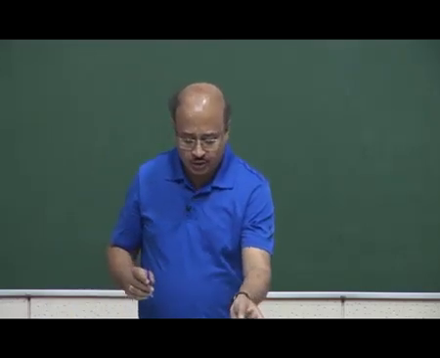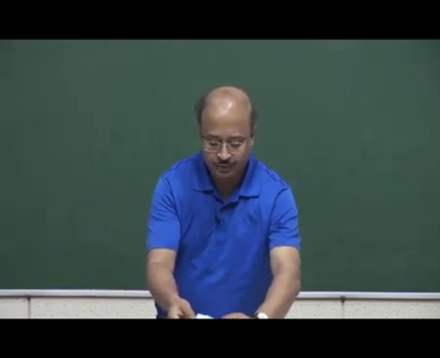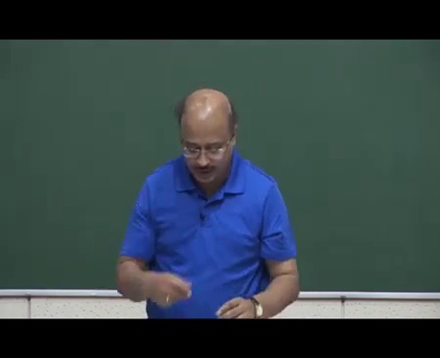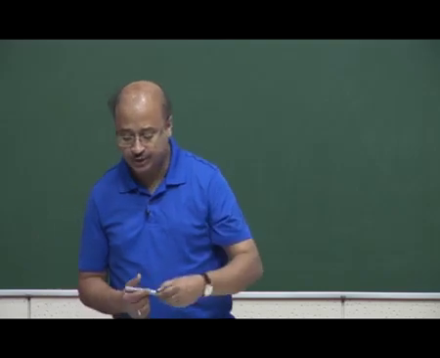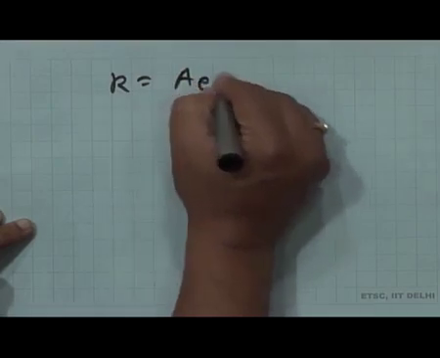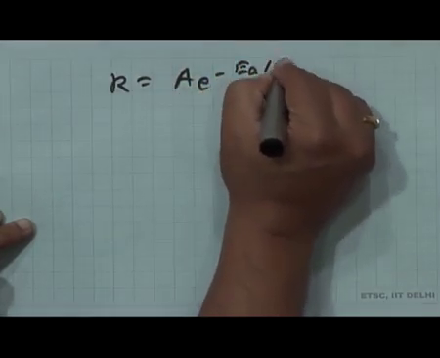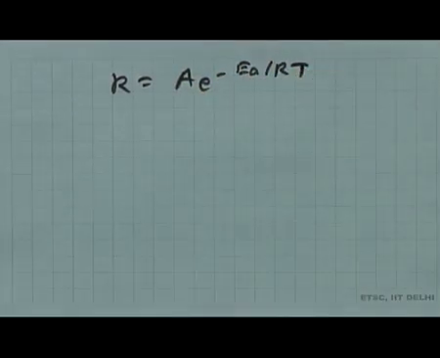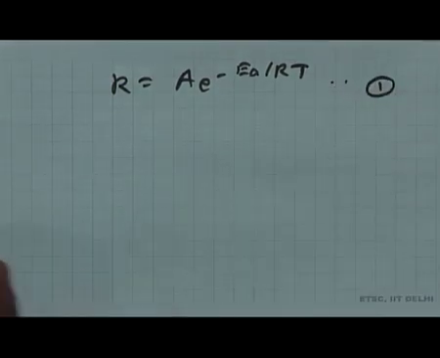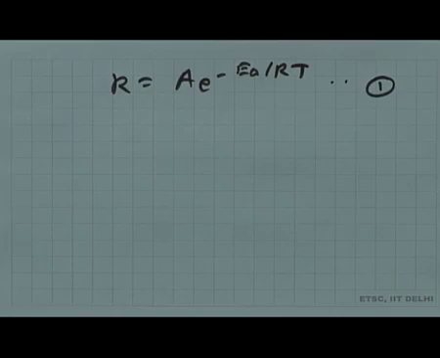Okay. So, now let us look at this Arrhenius expression a little more closely. So, remember, this was k = A e^(-EA/RT). So, this was our rate expression. I think this was equation number 1, please go and cross check.